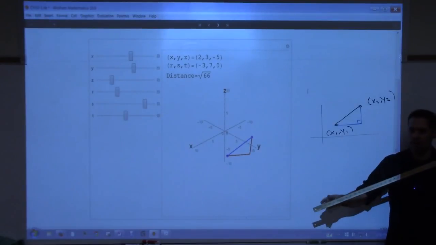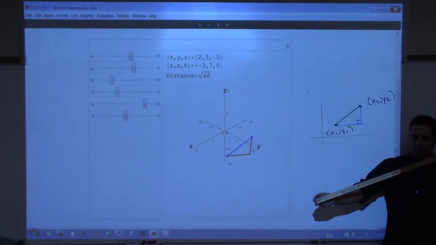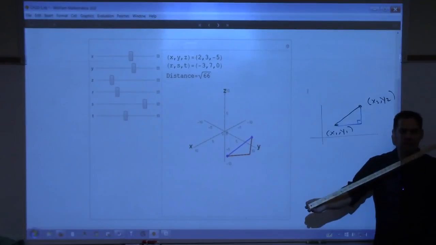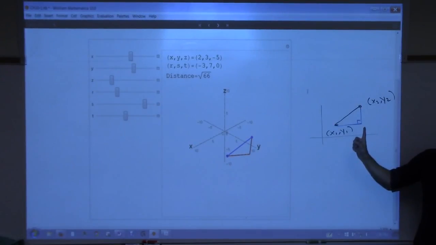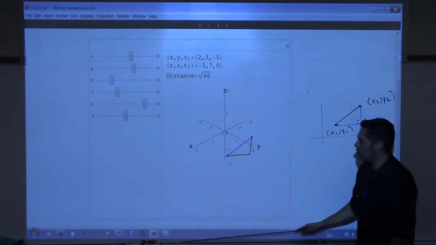You can rotate it around, but this third dimension allows for some variance, where on a flat sheet of paper, there's only one triangle you can draw. That kind of makes sense? Okay.